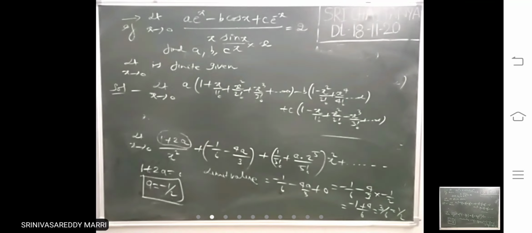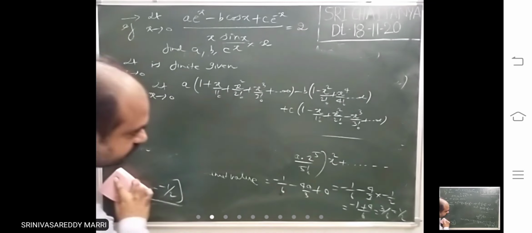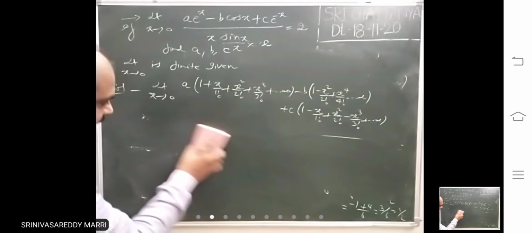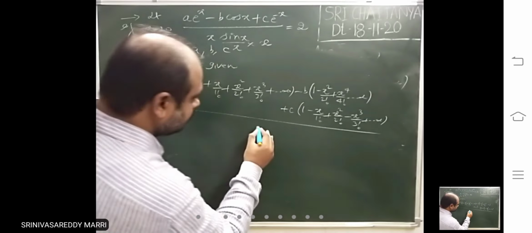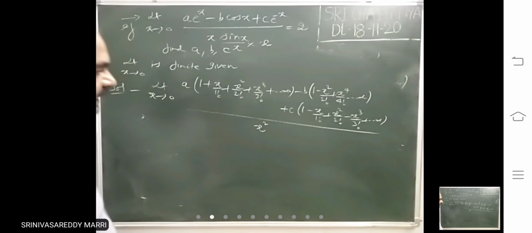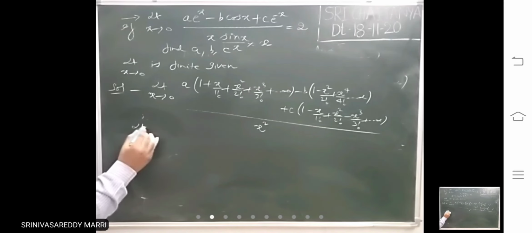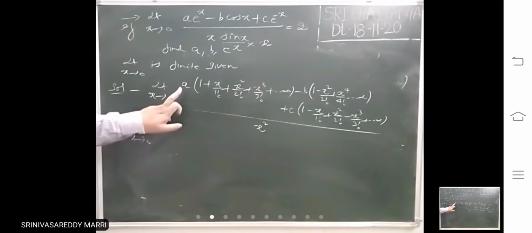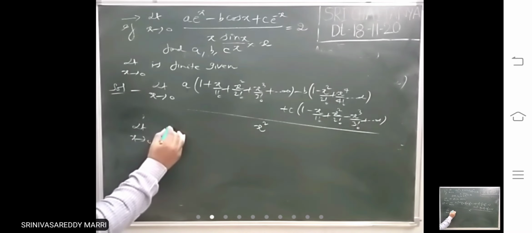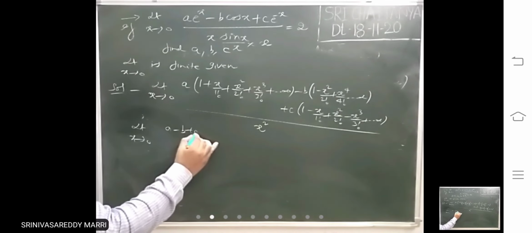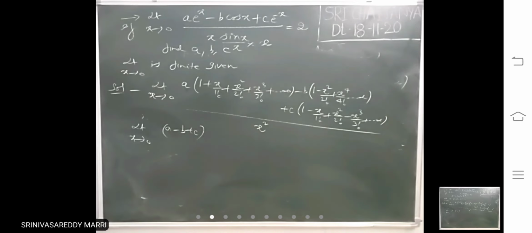Plus and so on to infinity. Series written, divided by what is there? X squared. So now arrange the terms. First x power 0, constants. What are the constants? A here, minus b here, plus c. So a minus b plus c. This is x power 0.